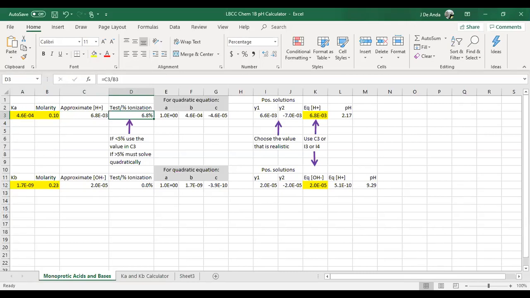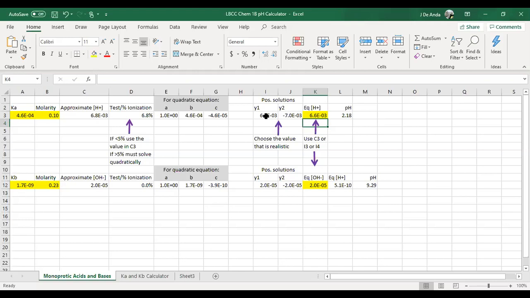As you can see, it already came up with the proper coefficients here, A, B, and C. And over here it gives me the two possible solutions. Now I got to choose which one I want, and one of them is negative, so I'm eliminating it. Since in this case the approximation didn't work, what I'm going to put in here is this number that I got here, 6.6 times 10 to the negative 3. All right. Guys, se vale, no?